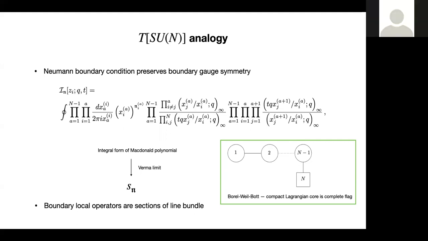So in general, you have this object that for the Dirichlet boundary condition is the holomorphic block. It's just another way to calculate. It's not different, if I understand correctly. Exactly.